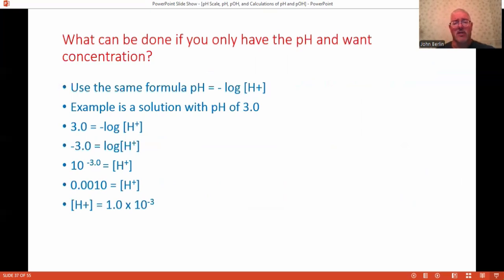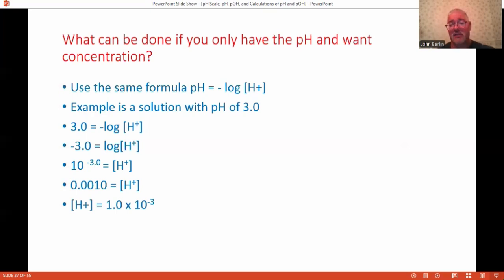Can I go in reverse? Let's say they don't give you the concentration, but they give you the pH. Can you still figure out the concentration? Yes. Once again, use the exact same formula. It's pH equals negative log of the concentration of hydrogen ions. If you're doing it for OH, you'll substitute pOH equals negative log of OH. In this case, I have a pH of 3, so 3 equals negative log of H plus.